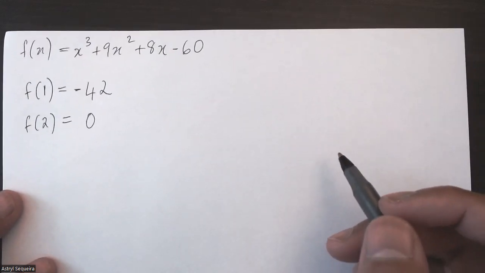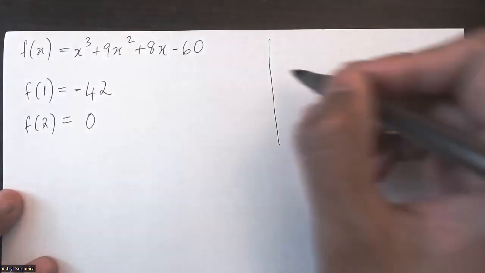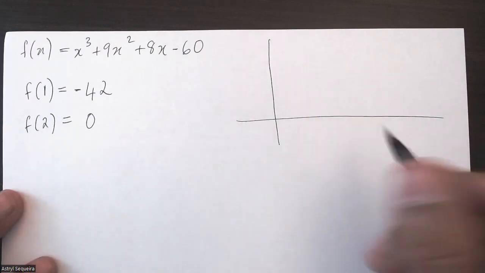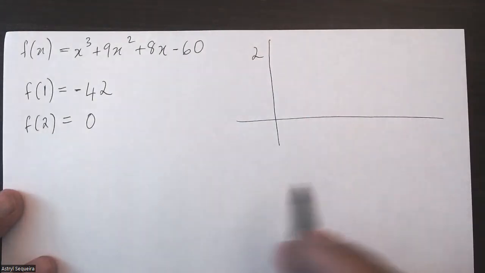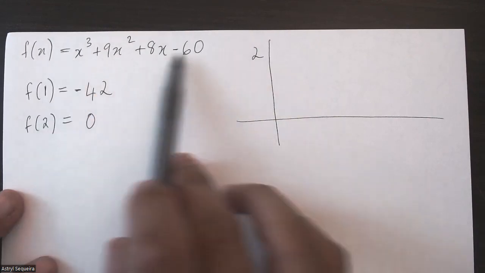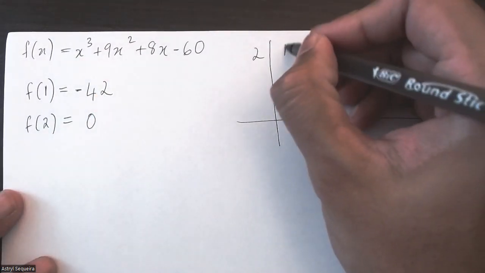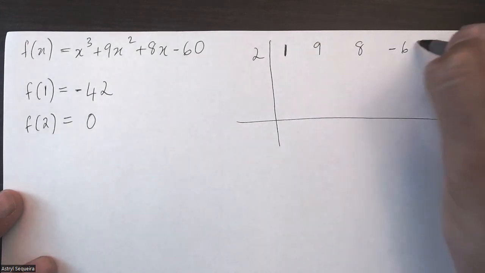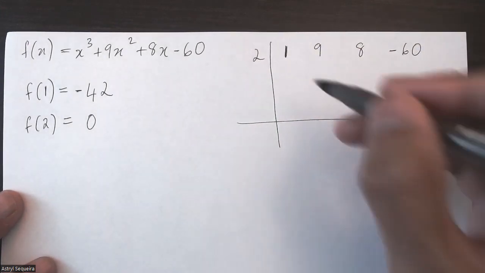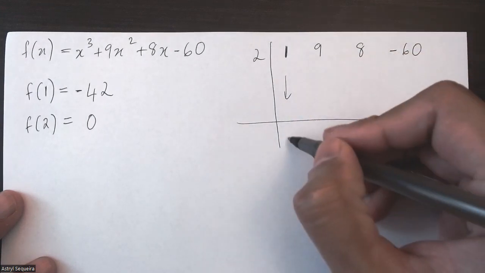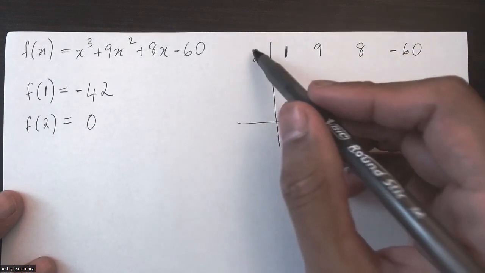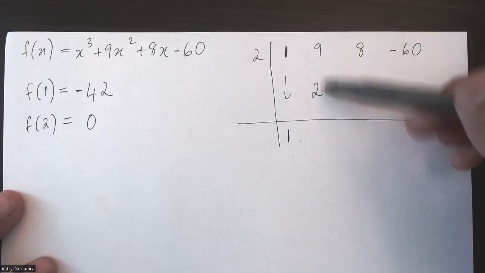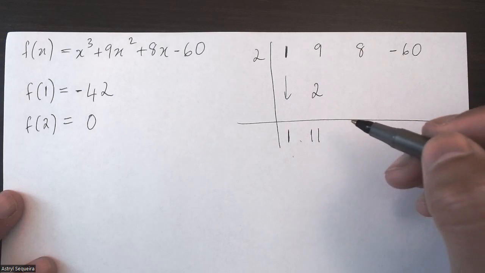So now I can do my synthetic division to actually factor it out. So for synthetic division, I'm going to put this number here on the outside, 2, and I'm going to put all the coefficients of my terms on the inside here. So 1, 9, 8, and negative 60. We start by bringing our first number down. Then we multiply these two. So 2 times 1 is 2. And we add these two numbers, 11.